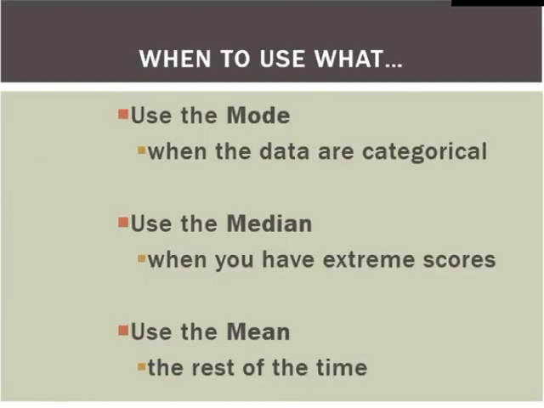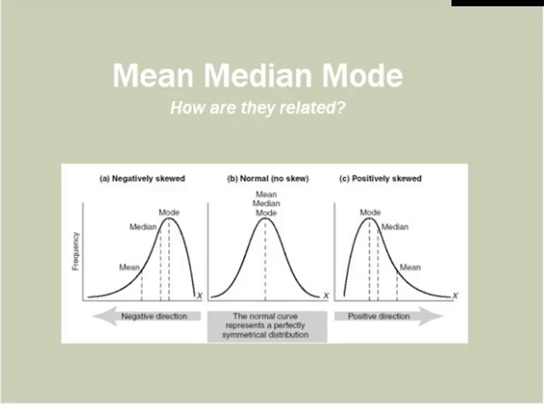So just to summarize when to use what, just know that right off the bat, you're always going to use the mode whenever you have categorical data, or the data is coming in as integers, not as a continuous variable. Okay, then you want to use the median if you have a continuous variable, but you likely have extreme scores or non-normally distributed data. The rest of the time, you can just default to the arithmetic mean.